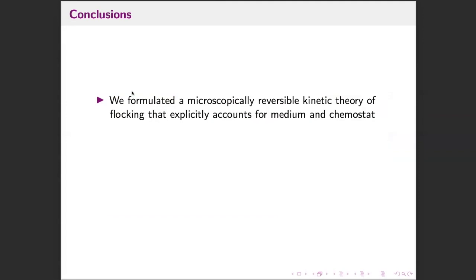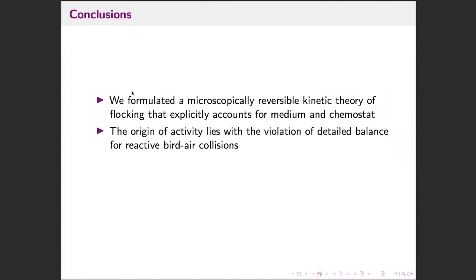So what did we do? We formulated a microscopically reversible kinetic view of flocking that explicitly accounts for the medium, and it uses a chemostat that really activates the system. And we find that the origin of activity lies with destroying or violating detailed balance of the chemical reaction that is involved in the reactive bird-air collisions.